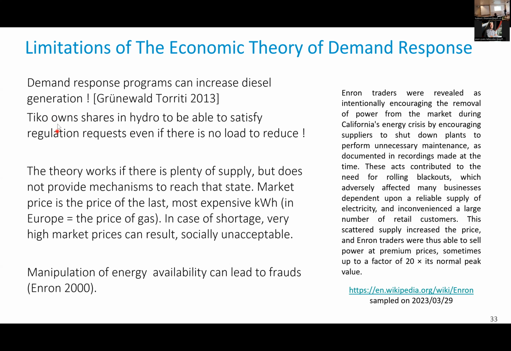Worse, demand response programs can increase diesel generation or other forms. If you think about it, the business model of TICO is to say, I subscribe by offering to Swissgrid a secondary reserve. That means whenever Swissgrid sends me a signal, increase or decrease, I will do it by some amount that I can calculate by doing simulations like you do in the lab. And they have about 100 megawatts of secondary reserve that they sell.